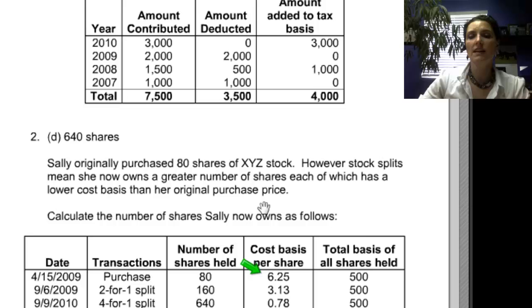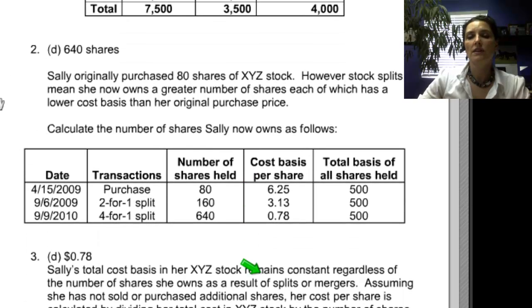We're simply asking you to take a look at how stock splits are going to multiply the number of shares an individual holds. Sally originally purchased 80 shares of XYZ stock, but the stock splits mean she now owns a greater number of shares, and each of the shares she owns now has a lower basis. So we look at the original purchase and the number of shares that she purchased. If we say that there's a 2-for-1 split, we'll go 2 times 80 is 160. If that's followed by a 4-for-1 split, 4 times 160 is 640.